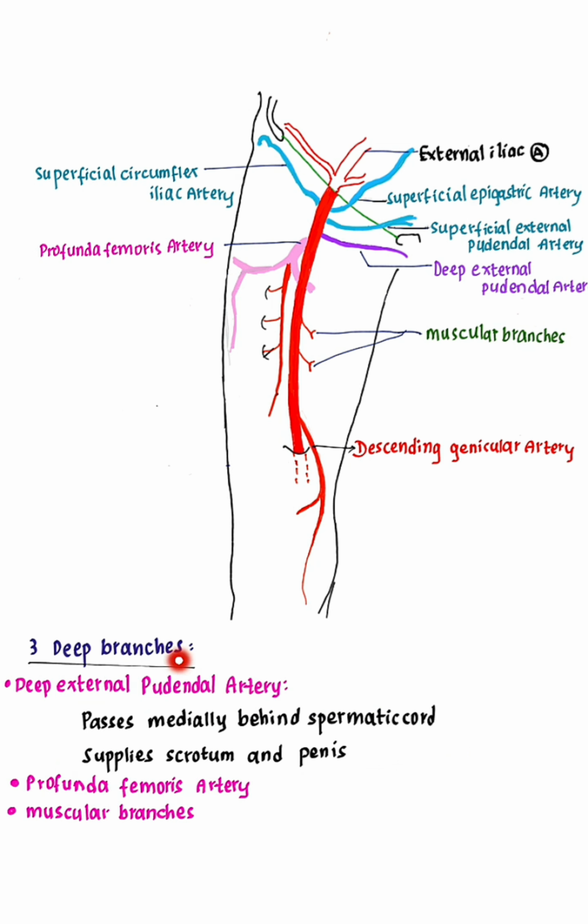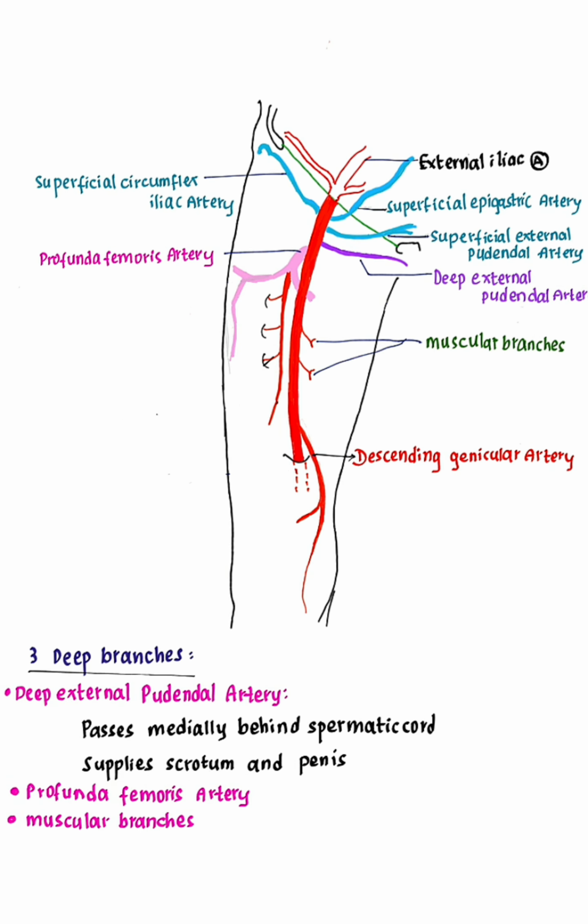3 deep branches within the femoral triangle: deep external pudendal artery, profunda femoris artery and muscular branches. Deep external pudendal artery passes medially behind the spermatic cord. It supplies scrotum and penis.